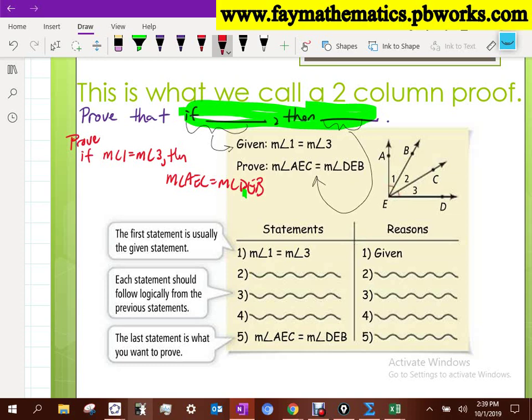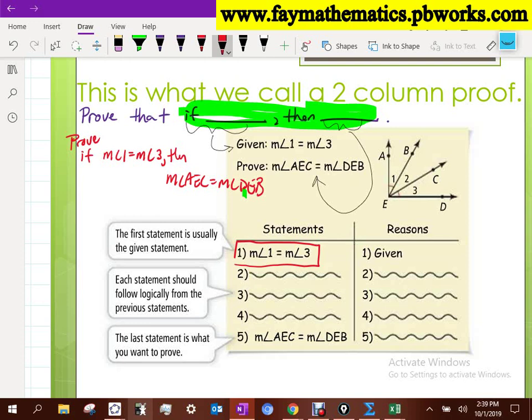Once we identify the given and the proof, this statement right here will always be our given. Our first statement will always be given. A lot of times they call these two-column proofs. You've got obviously two columns. Sometimes they call them T-chart proofs.